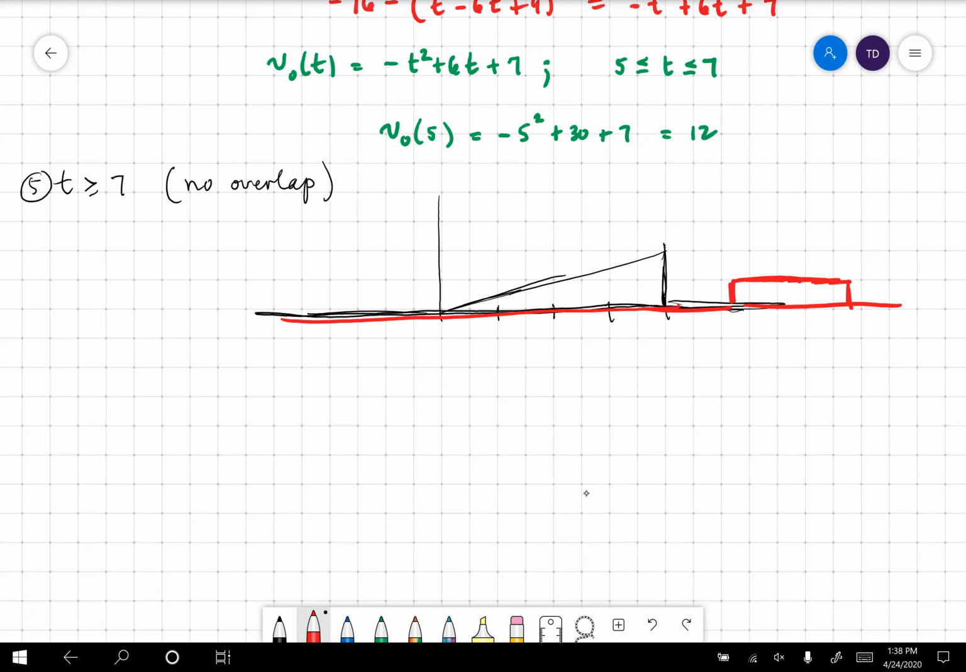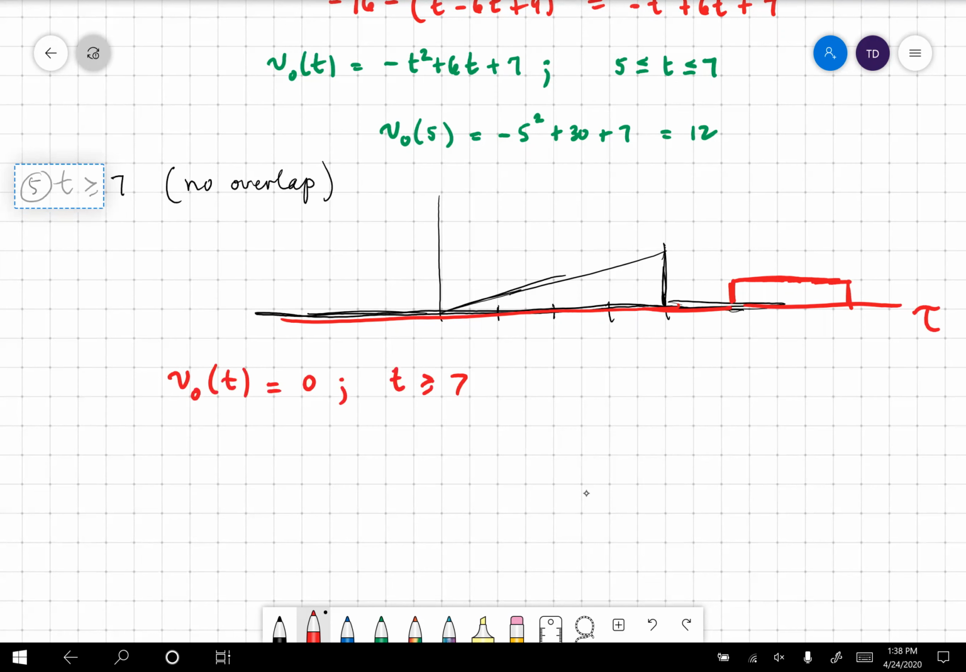So clearly, VO of t equals 0. I'm not even going to write the integral because there's no overlap. So when you multiply those two functions together, you get 0 for all tau. So this is for t greater than or equal to 7.